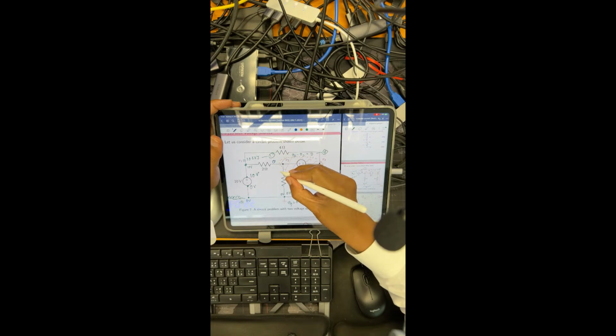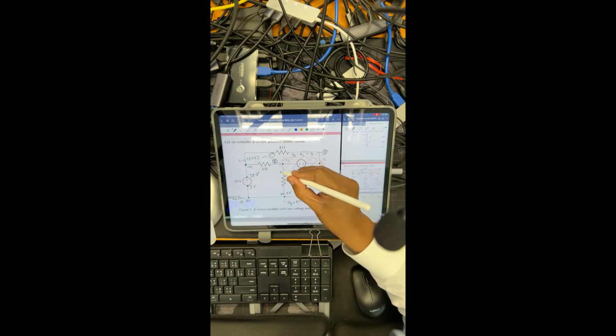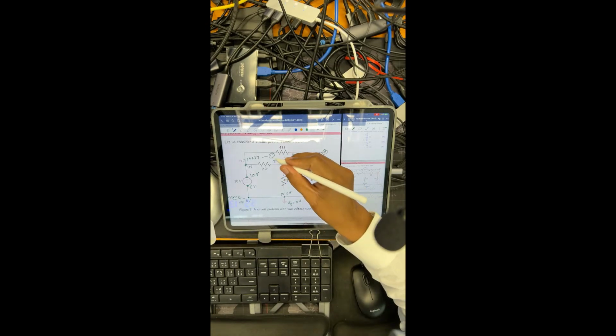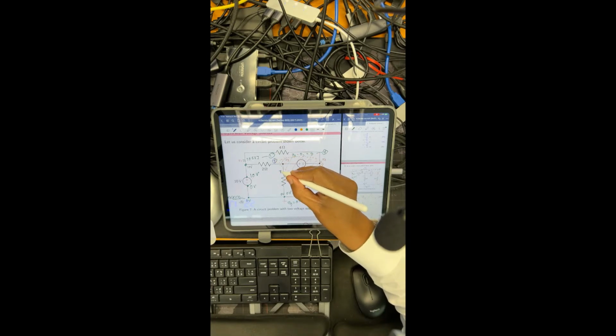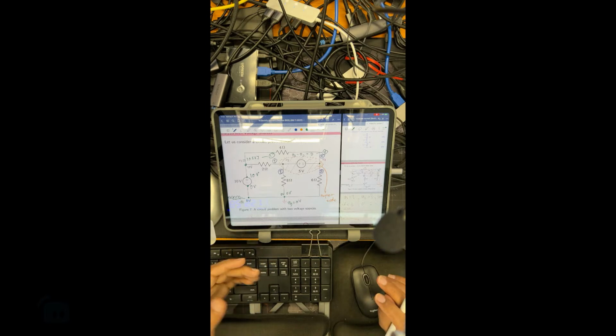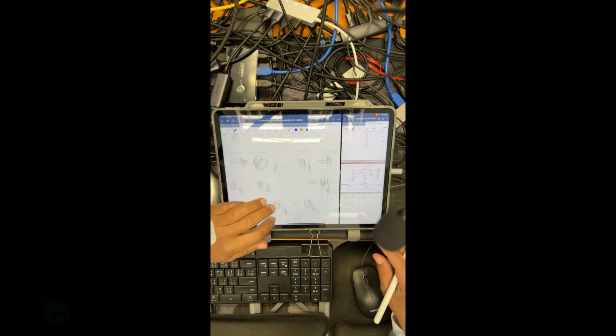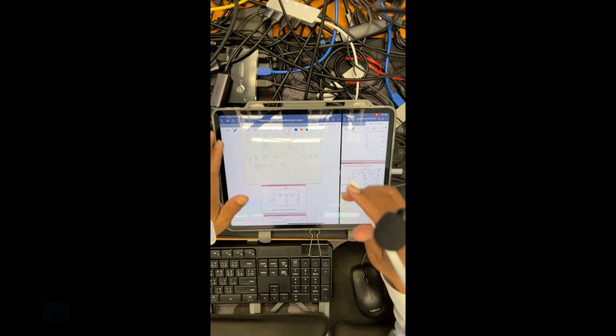branch, second branch, the third branch here, and the fourth branch. The fourth branch is right there. Okay. Now let's draw the KCL, right?